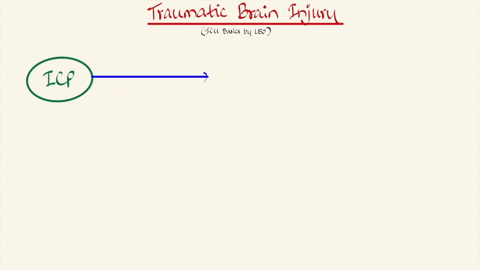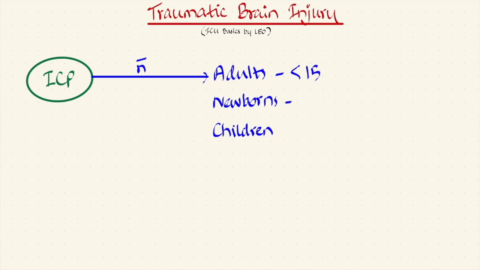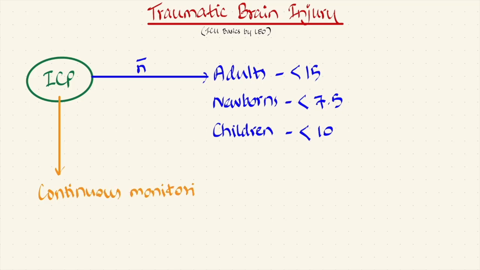In adults, normal ICP should not exceed 15 mmHg, even if they are in supine position, and in newborns and children, less than 7.5 and 10 mmHg respectively. Continuous digital ICP monitoring is found to be more accurate than hourly episodic measurement.